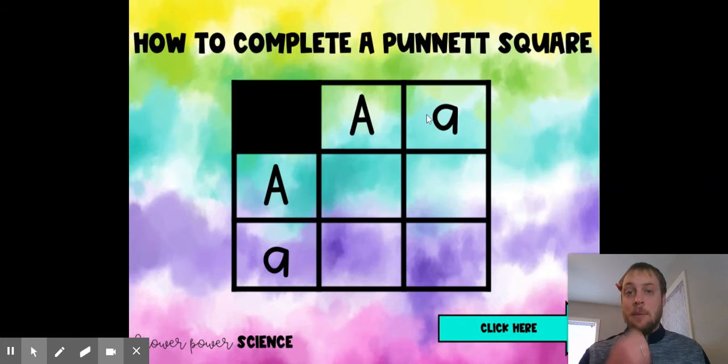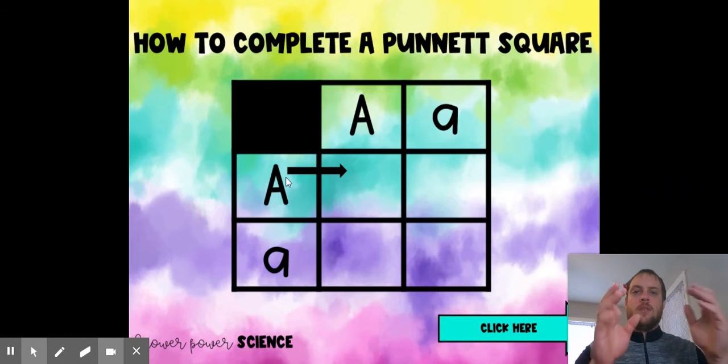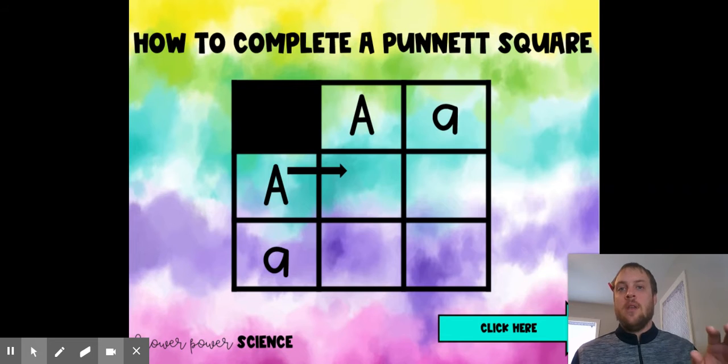So how do we complete it? We already have it set up here. We have our parent genotypes, one split at the top and one split on the side. Now we need to fill in the Punnett square, fill in this puzzle. The first thing you need to do, and you can do the side or the top first, it doesn't matter what order, but I would recommend doing either one or the other. Don't try to do them both at the same time because it could get confusing. So in this example, we're going to start with the parent genotype on the side.